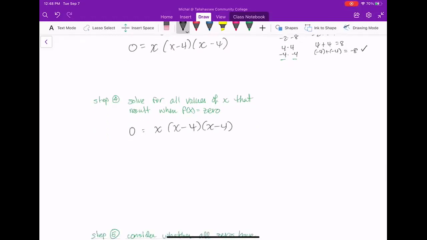So for example, if I just let x equal 0 here, then I get 0 times 0 minus 4, that's -4, times 0 minus 4, which is again -4. 0 times -4 times -4 is equal to 0. So that means one of our zeros is when x equals 0.